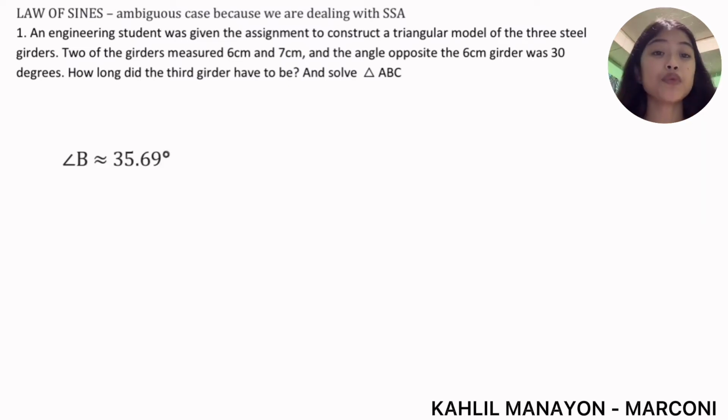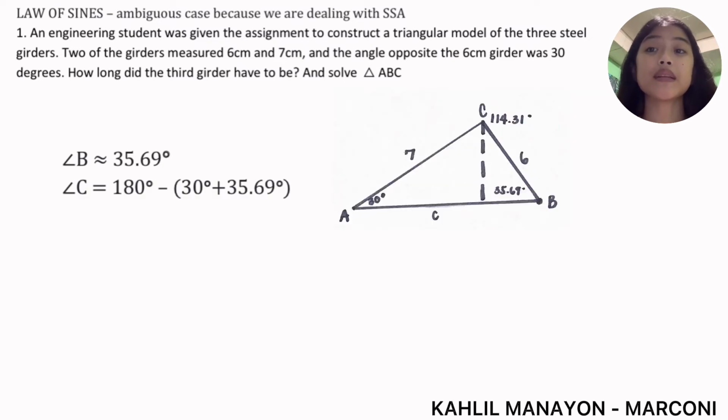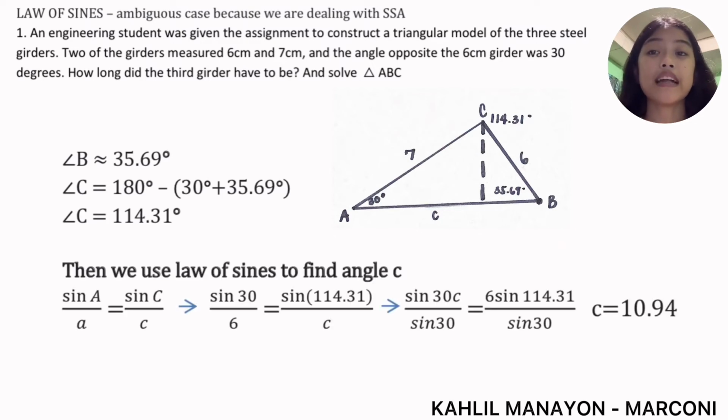For our first solution, we will be using angle B is equal to 35.69 degrees. To get angle C is equal to 180 minus 30 plus 35.69. Final answer would be angle C is equal to 114.31 degrees. Then we use law of sines to find C. Sine 30 over 6 equals to sine 114.31 over C. Cross multiply, we have side C is equals to 10.94.